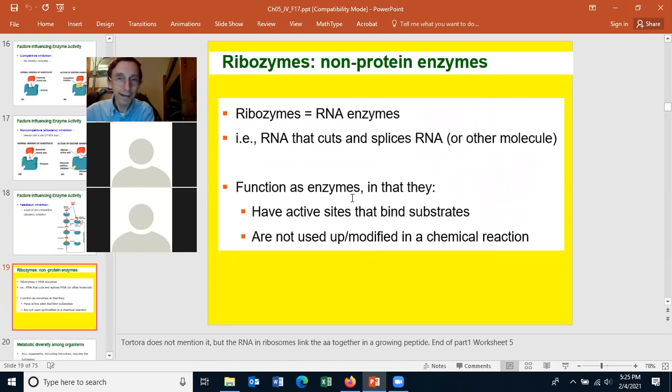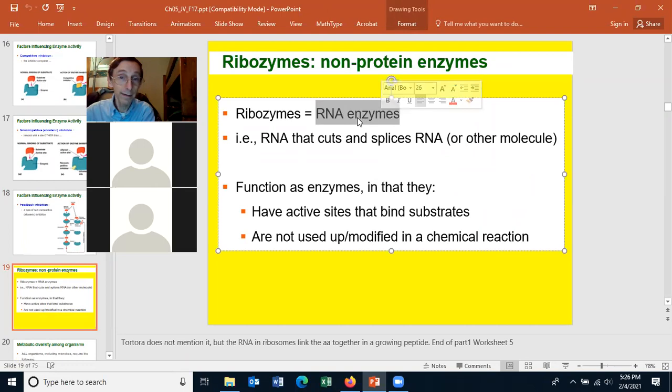This one I need to talk about. This is actually kind of important. And that is there are enzymes which are not protein enzymes. Most enzymes, probably 95% of enzymes, are proteins. But some enzymes are RNA enzymes, and that's what I call them. It's an enzyme that is an RNA. It's not a protein. There's another name for that. They're called ribozymes. A ribozyme is an RNA enzyme. It's an RNA that cuts and splices RNA or another molecule.